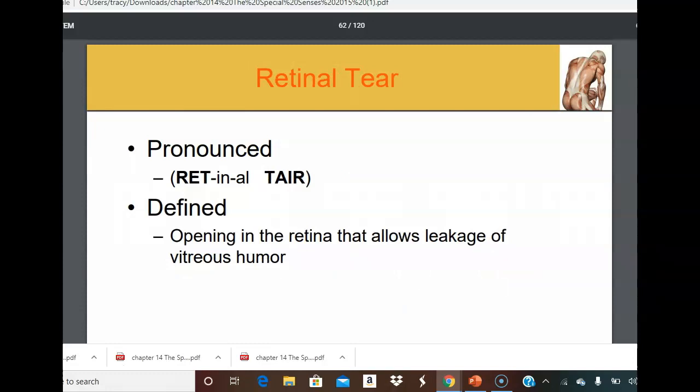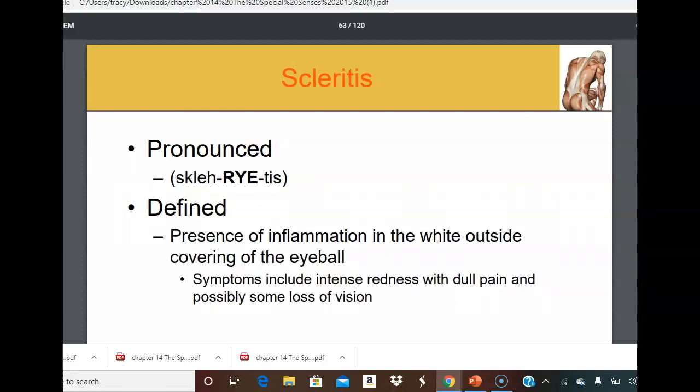Same thing with a tear. A tear is a little bit less emergent. It still needs to be dealt with, but a tear is sort of a minor retinal injury, whereas a detachment is a severe medical emergency.